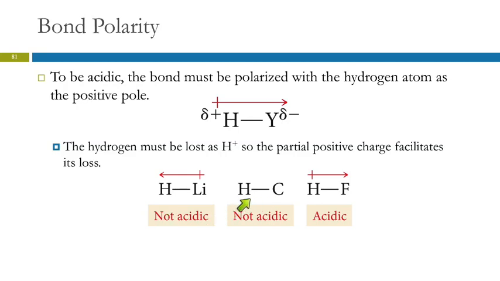The carbon-hydrogen bond is not polar. The electronegativity difference there is only 0.4, and so that's considered a nonpolar bond. We don't have a dipole moment at all. Carbon-hydrogen bonds are not acidic. Here with hydrogen and fluorine, the fluorine's more electronegative, and so hydrogen is at the positive end of this, and this is acidic. Does that make sense?